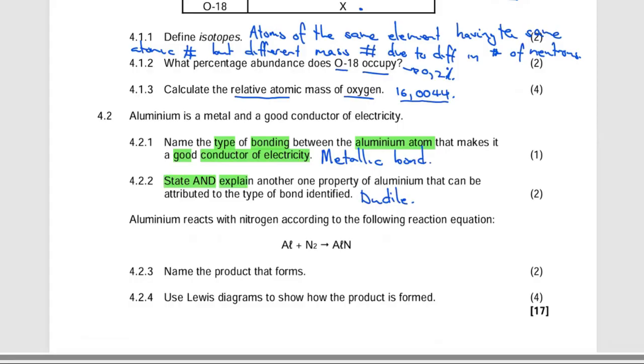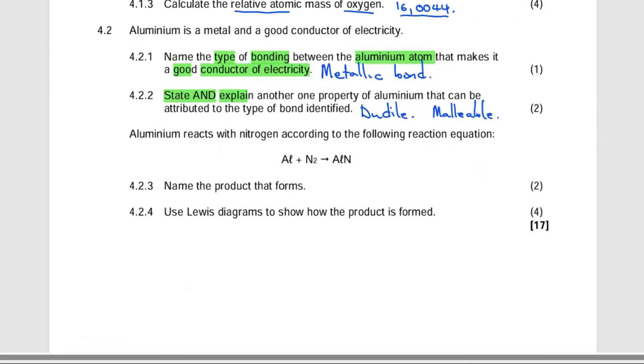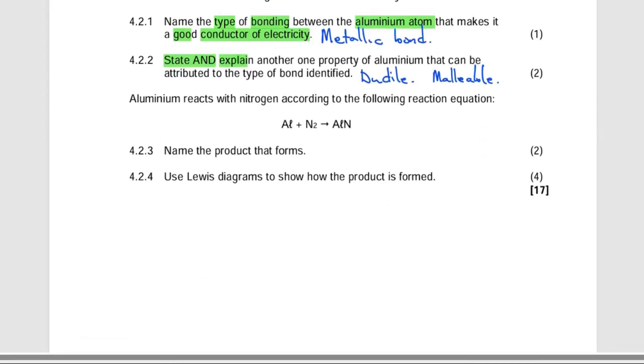The other property is that it's malleable. What does this mean? It means it can be hammered into any shape. So that's our answer there. Then after that, aluminum reacts with nitrogen according to the following reaction equation: Al plus N2 to give us AlN. Name the product that forms. The product that forms is AlN.